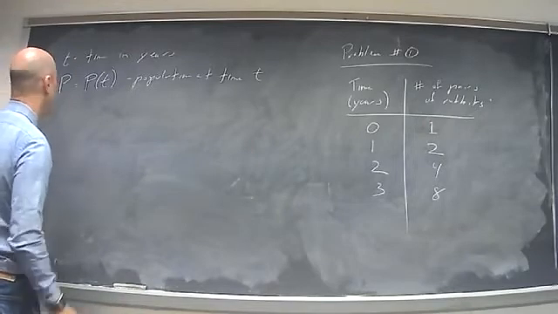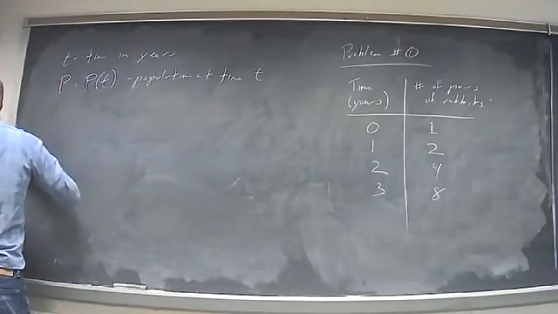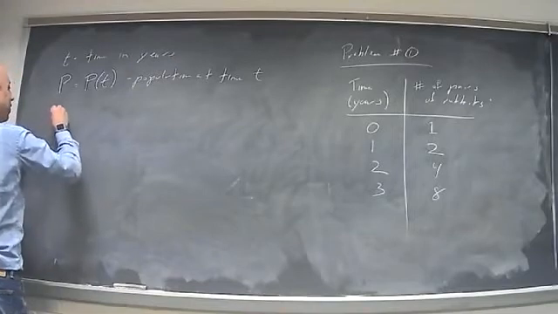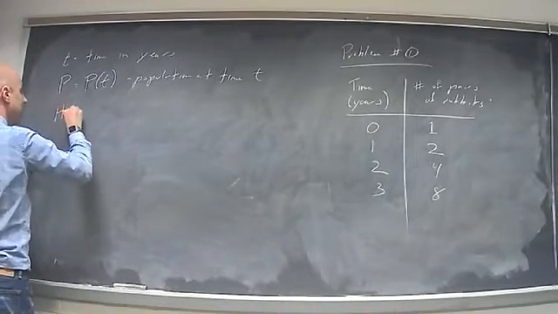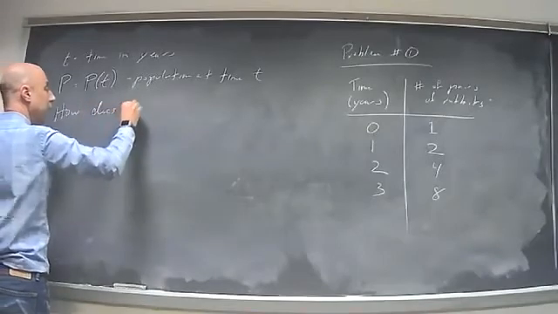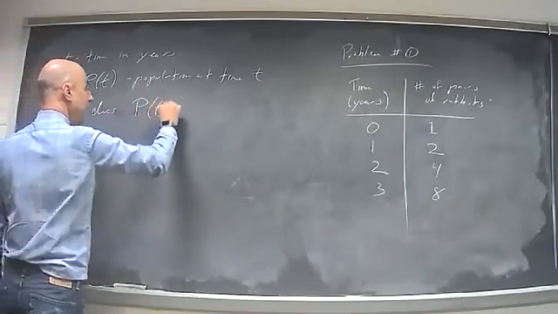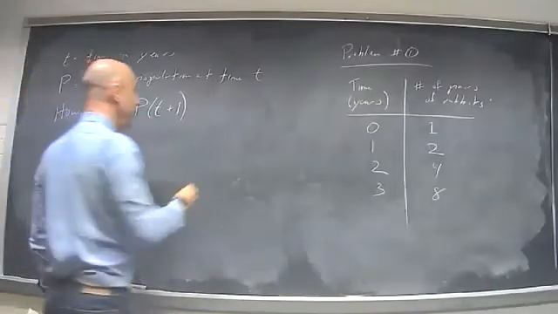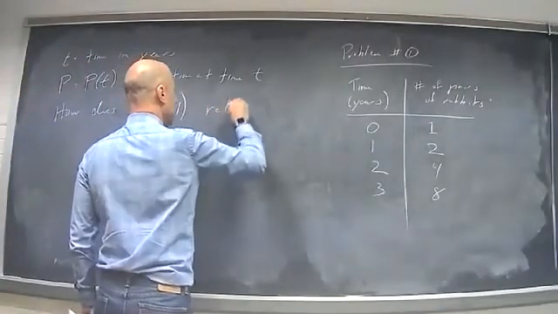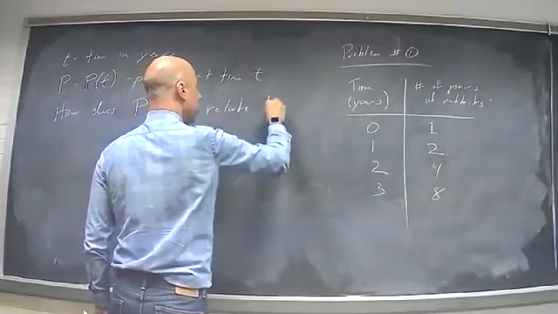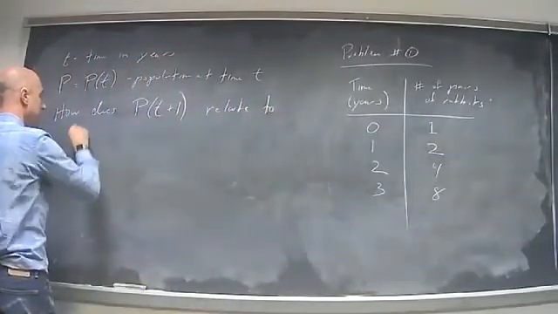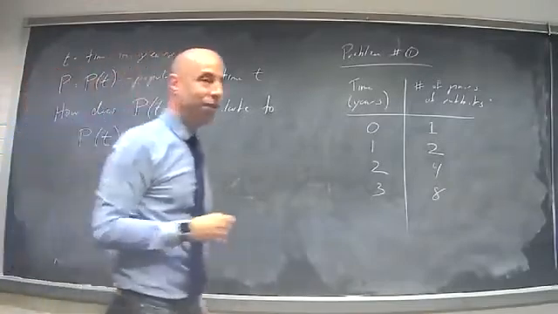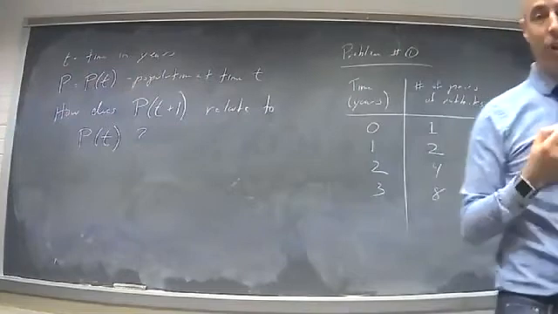So let me ask you something that I didn't ask you. How does p of t plus 1, the population at time t plus 1, relate to the population at time t? How are those two things related, according to the problem?